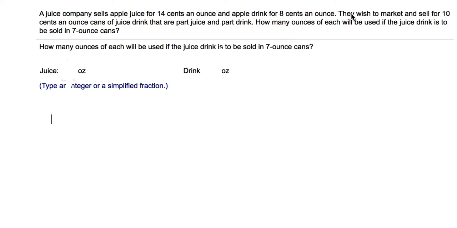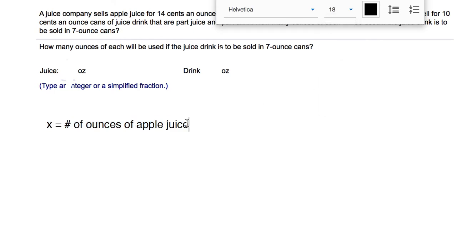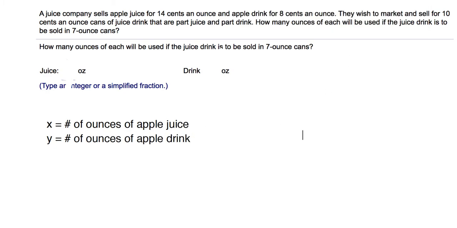And the question at the end says, how many ounces of each of these items will they need? So let's say X is the number of ounces of apple juice, and Y could be the number of ounces of apple drink. Apparently there's a difference between those two. One's probably like artificial apple stuff. So those are the two things that they're asking us to solve for. How many ounces of each?